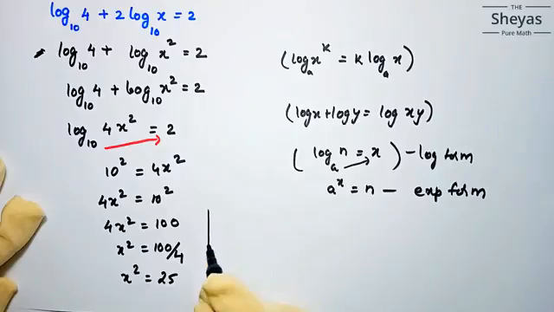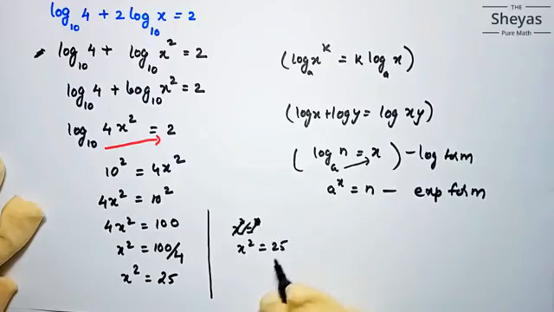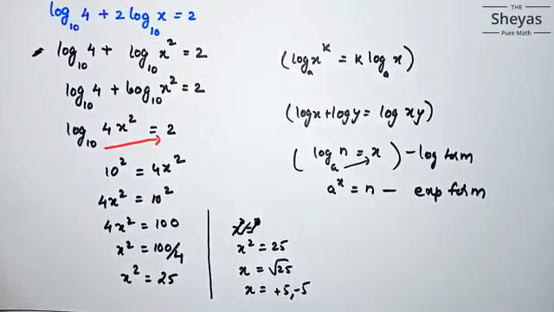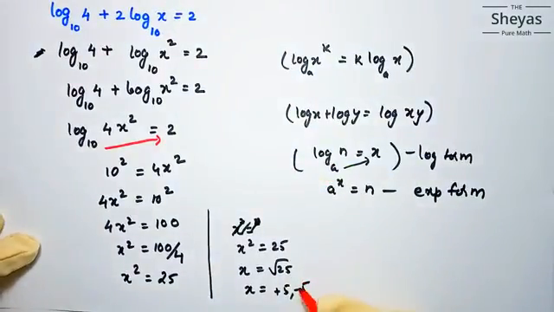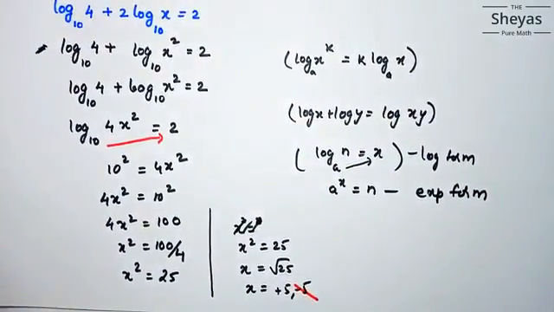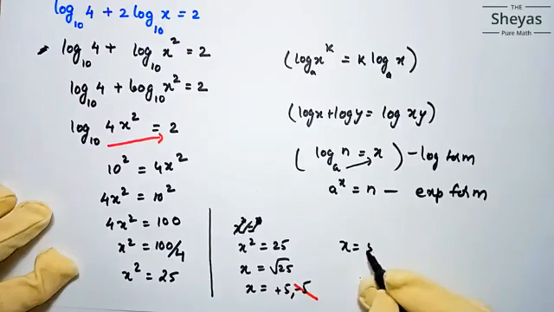So continuing here, x square is equal to 25, which can be written as x is equal to root of 25. So x is equal to plus or minus 5, but you can't take this negative value, because if you get log of minus 5, then it will be undefined. So you cannot take this negative value, so I am cancelling. So therefore the answer is x is equal to 5.